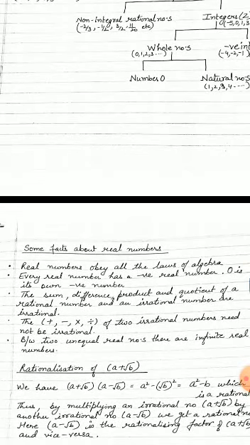Now, there are some facts about real numbers. What are those facts? Real numbers obey all the laws of algebra. Every real number has a negative real number. 0 is its own negative number. The sum, difference, product and quotient of a rational number and an irrational number are irrational. Again, the sum, difference, product, quotient of two irrational numbers need not be irrational. Between two unequal real numbers, there are infinite real numbers.